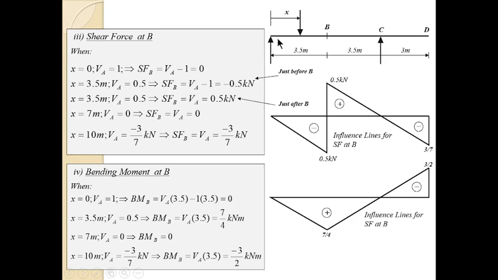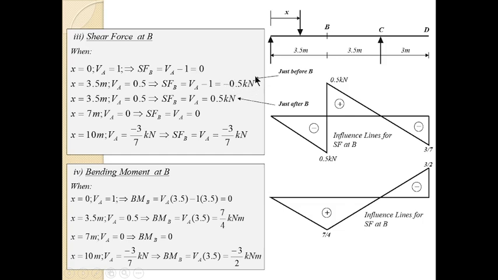So when you are looking at all the forces to the left of B, you will only have this support reaction, which in this case, when x equals 3.5, VA is 0.5. So shear force will just be VA, which is 0.5. So you now have two shear forces at point B.